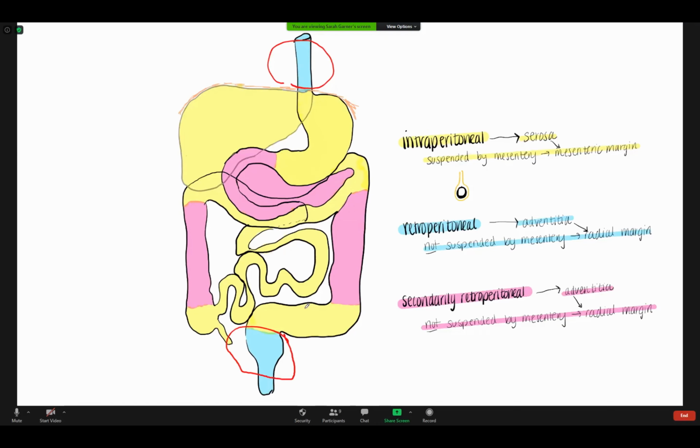And then the pink, those are secondarily retroperitoneal, so they start inside the peritoneal cavity, but essentially get forced backwards and fuse against that posterior wall. So hopefully that helps understand the surgical margins.